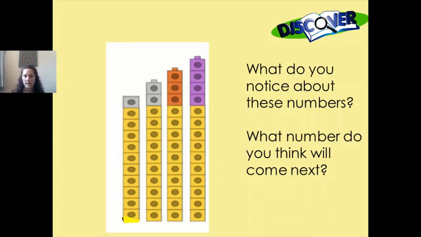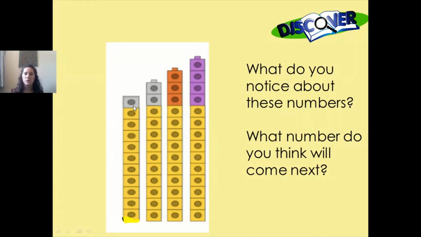I'll tell you what I noticed about these numbers. All of these numbers start with a group of 10. Can you see that here? And then they have some ones on top. This one has 1 one. This one has 2 ones. This one has 3 ones. And this one has 4 ones. I noticed that that number is getting bigger, and it was going up by 1 every time. With each block, they were adding 1 more.